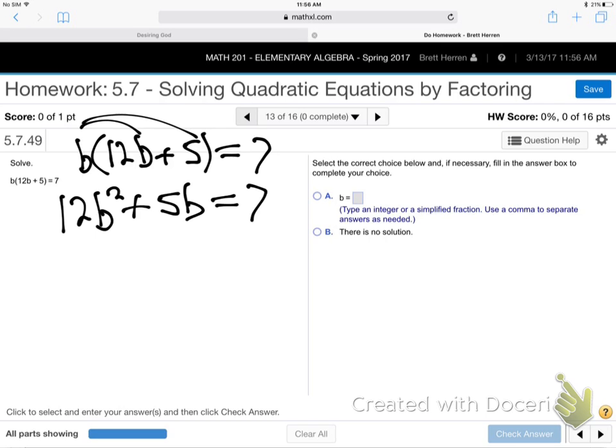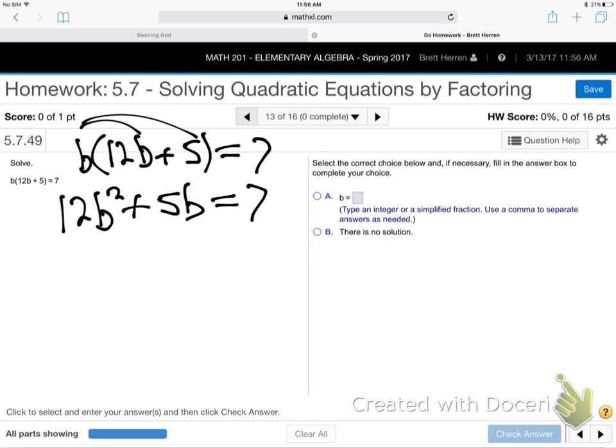Oh, wait a minute. It's not on the screen. There we go. Funny, it just wigs out every now and then. There it is. It's like magic. All right, so there it is. I just distributed that b from the outside.